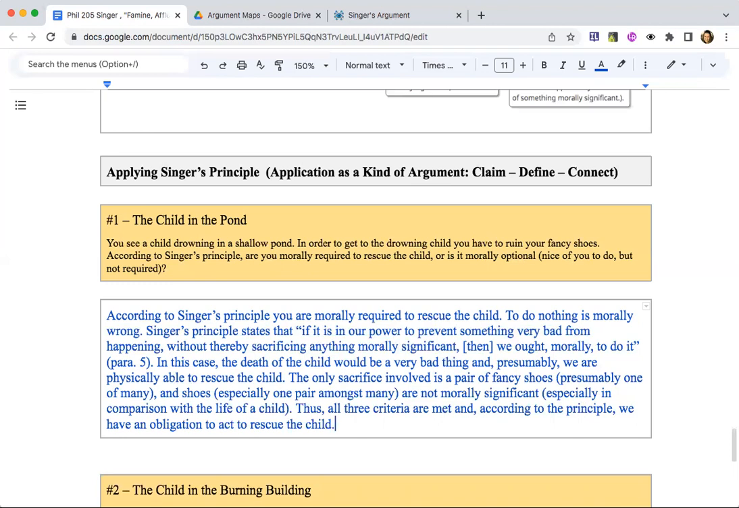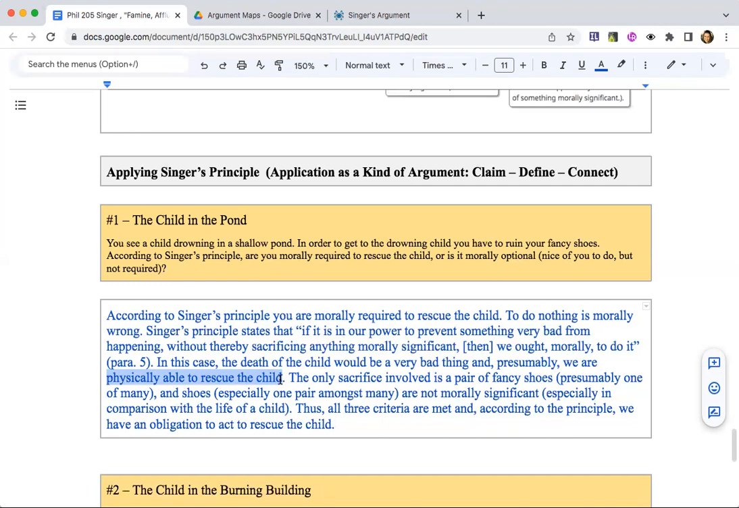Okay, so essentially the connect part is where you make an argument that requires you understand the principle, and sometimes it will be a little more complex, right? Where you have to think about what's really in our power, why think that? So presumably we're physically able. Is it in our power? One of the things that makes this case so simple is that it's just super clear that it's in our power, assuming one basic assumption that we're physically able-bodied in ways relevant to rescuing the child.